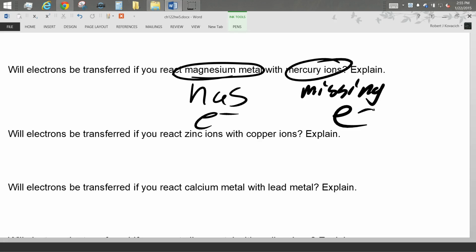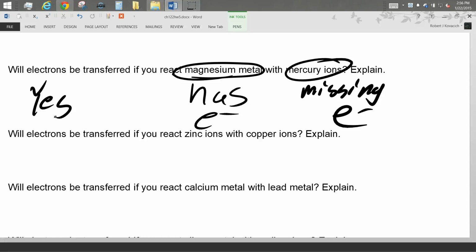And the transfer will occur if the metal that has them is higher on the list than the metal that doesn't have them. And that is the case with this particular instance. So the answer to this first one is yes. This is the only time that this can happen. So let's look at the next one.